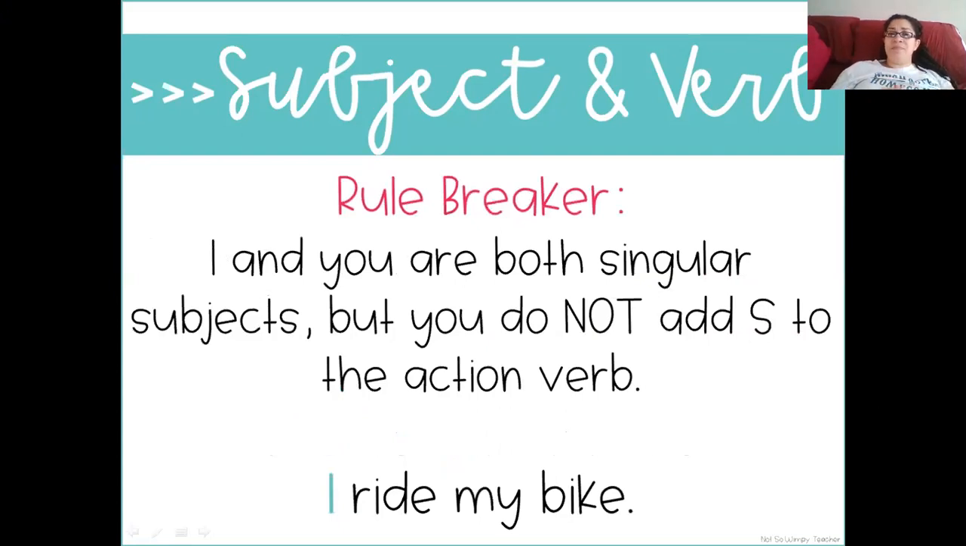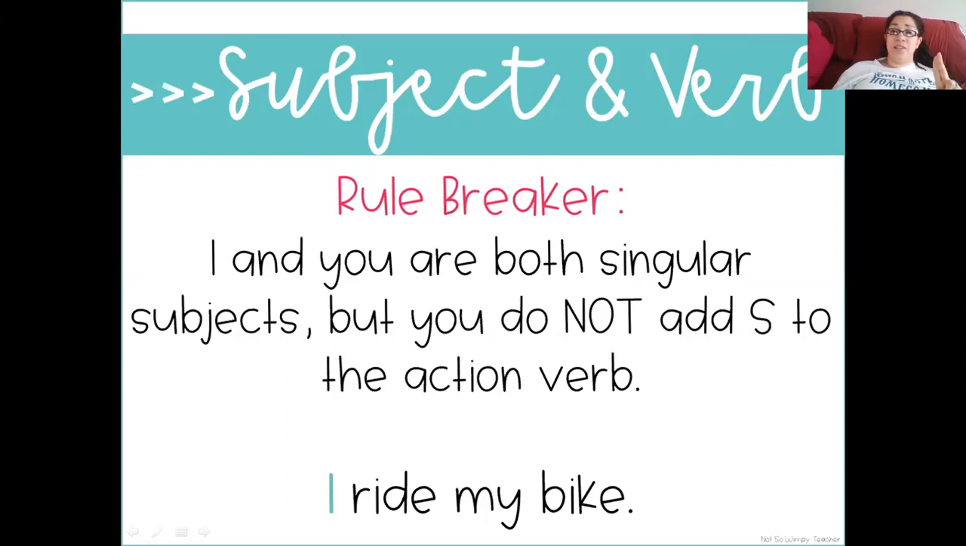Rule breaker. I and you are both singular subjects, but you do not add S to the action verb, okay? So when you're saying I and you, that's when you're not going to add that S. And we know about those exceptions, right, third graders, because we talk about those all of the time, especially during foundations. There's always those rule breakers, aren't there? So I and you are one of those rule breakers. And make yourself a special note, maybe even highlight it when you write it down, that this is what the rule is, okay? And I'm going to give you guys some worksheets to work on this as well, okay? So the example here was I ride my bike.